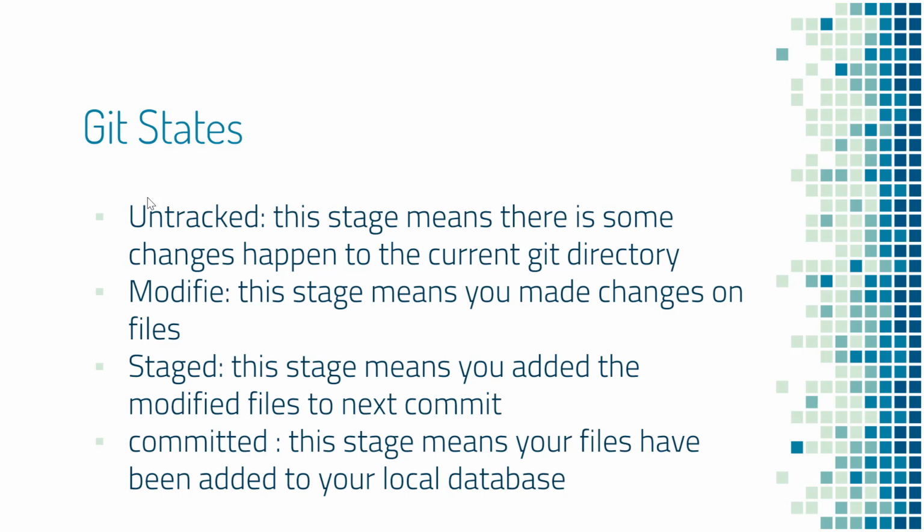To be able to add this file to the next commit, you have to move it to the staged state. The staged state is usually done through git add. Okay? Once you are done and you know what files you are going to push, then you have to commit your changes. After that, you will do the, let's say, the push modification.